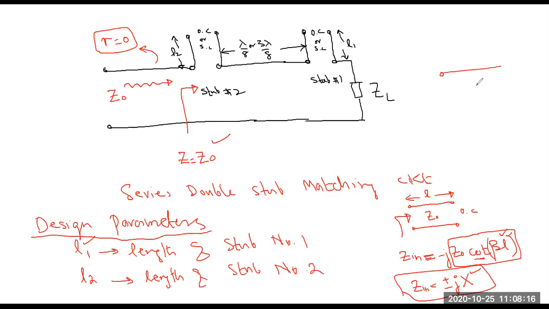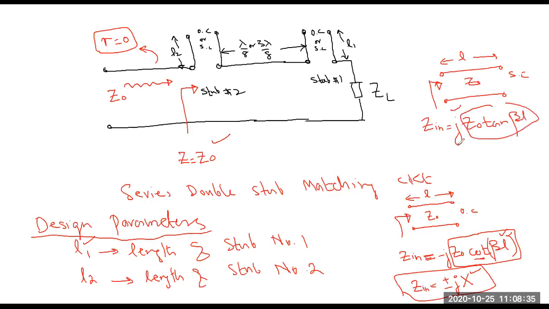Similarly, if the stub is short circuit, this is L, this is Z. So how much will be Z in? It will be simply jZ naught tangent beta. Again, this is purely imaginary. So again, the trigonometric function can be negative as well as positive, so again you will get minus plus jX. So it's obvious that how much X is depends on the value of L.